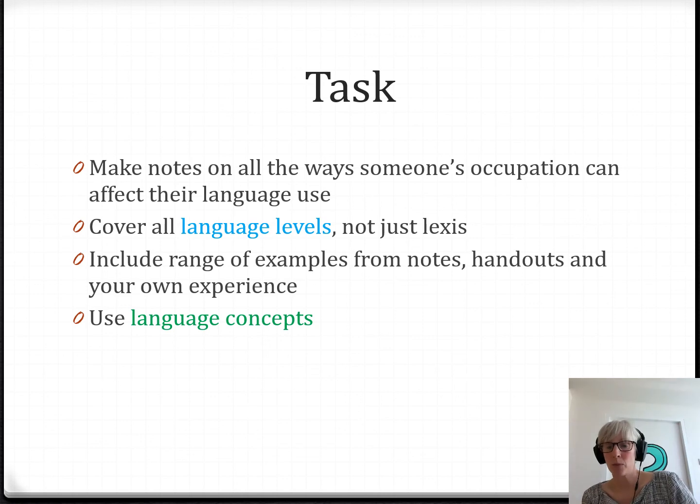Include a range of examples from the notes I've given you, from notes you've taken in class, from the handouts I've given you, and from your own experience. Okay, all the handouts are either on Moodle or on Teams, and try and use the language concepts. Yeah, that will really improve your answers.